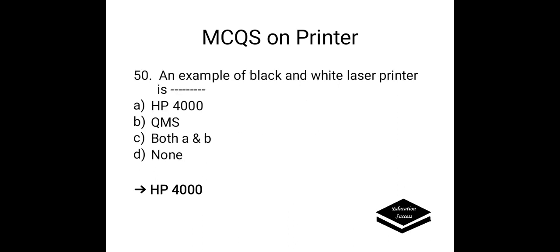An example of black and white laser printer is, options are A. HP 4000, B. QMS, C. Both A and B, D. None. Correct answer is HP 4000. An example of black and white laser printer is HP 4000.